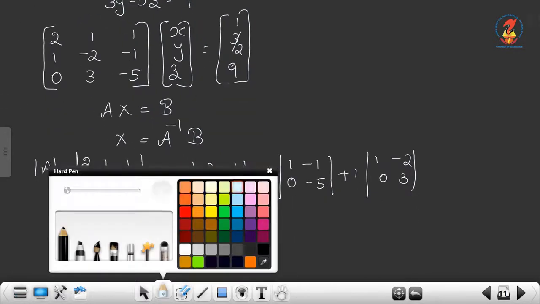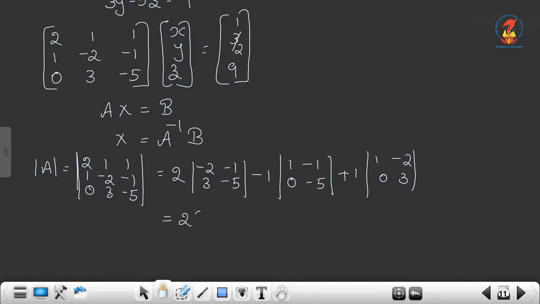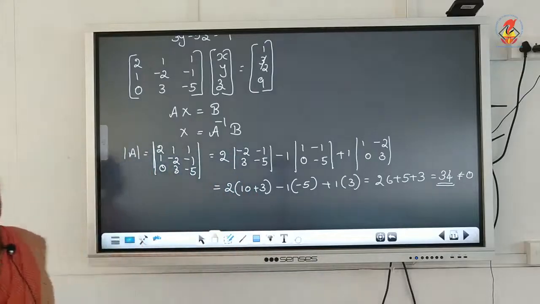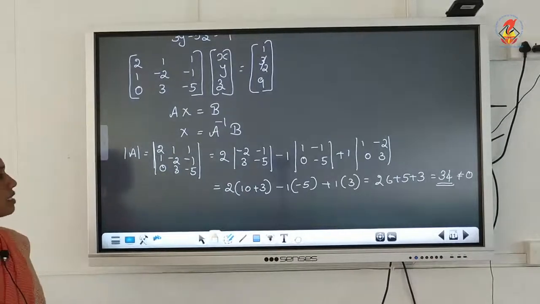Then multiply. So 2 into 10 plus 3, minus 1 into minus 5, plus 1 into 3. That is 26 plus 5 plus 3 is equal to 34. It is not equal to 0. So A is non-singular, hence a unique solution exists.